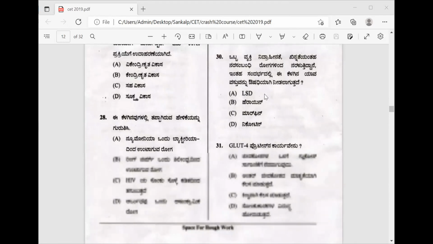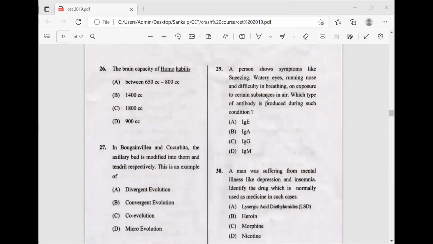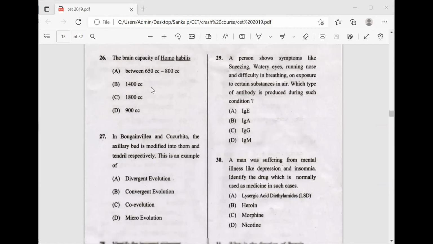Okay. Now, the brain capacity of Homo habilis. Option A, between 650 cc to 800 cc. Option B, 1400 cc. Option C, 1800 cc. Option D, 900 cc. Kirtana said option A. Janvi option A. Bhairish option A. Vani KS option A. Okay. So the right answer is given by everyone, that is option A, between 650 to 800 cc.